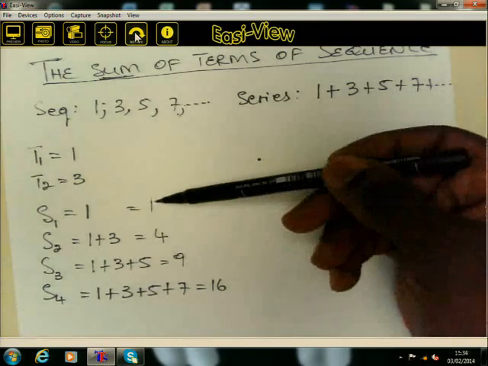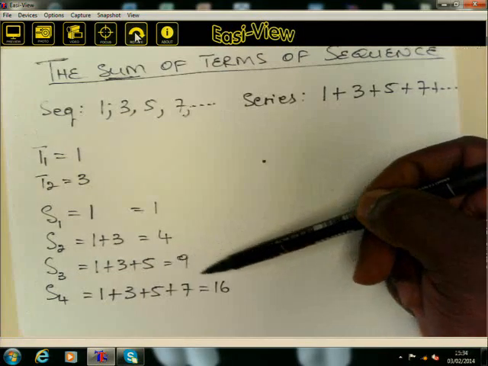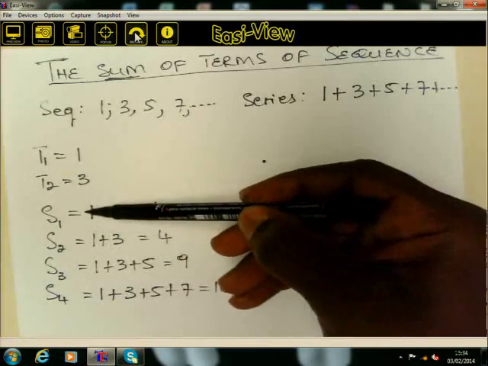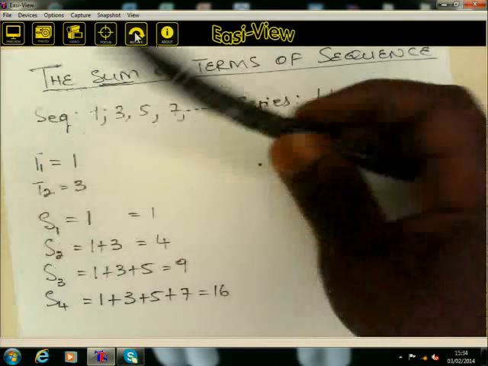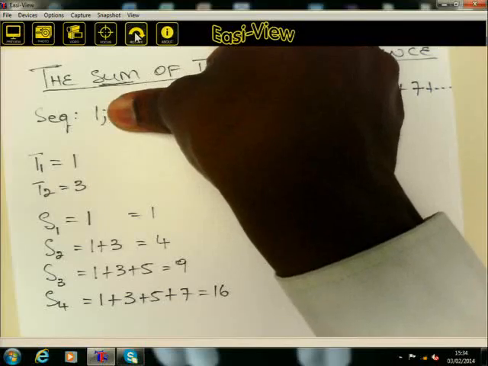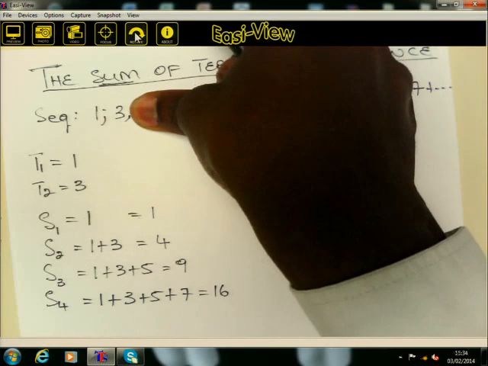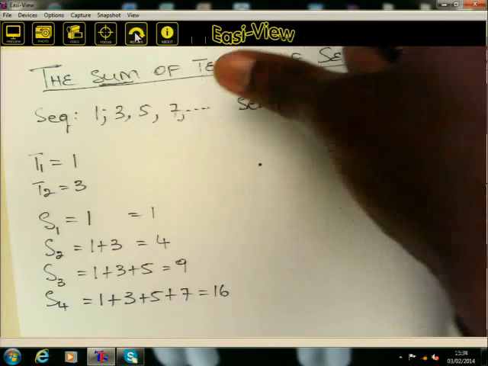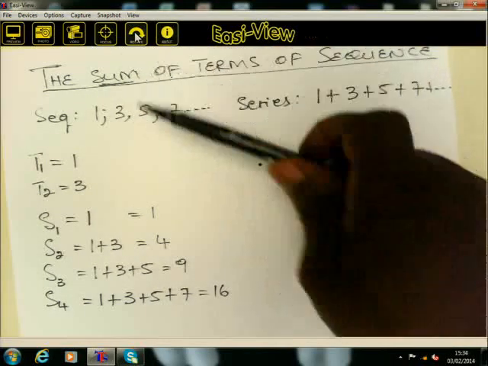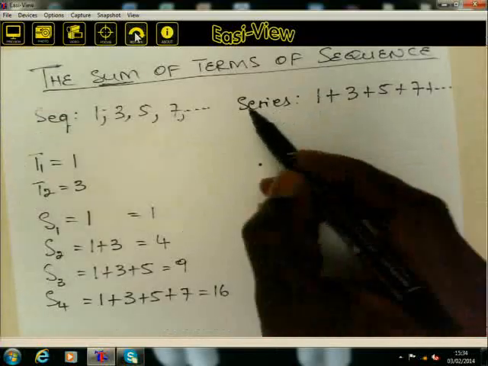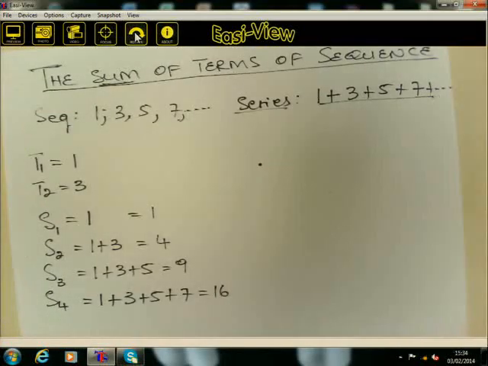So these values there are the sums. This is the sum to first term. Let's say, for an example, we say the sum of the first term, the sum of the first 2 terms of this particular series, the sum of the first 3 terms. We can put it like that. Like we said, it becomes a series. Now we are going to talk about the series if you are adding them together like that. We talk about the sum.